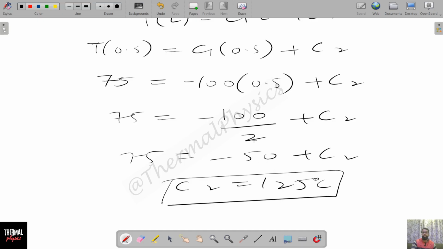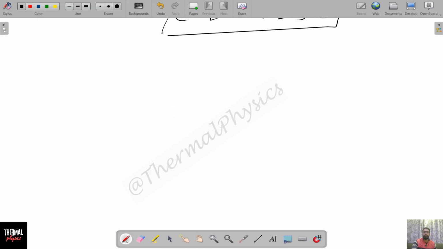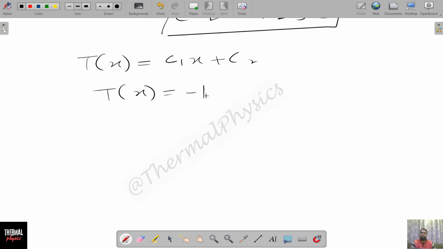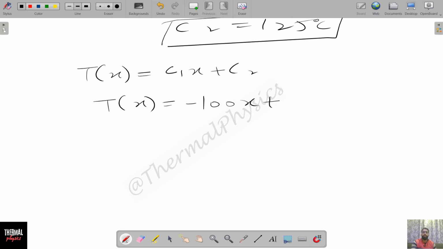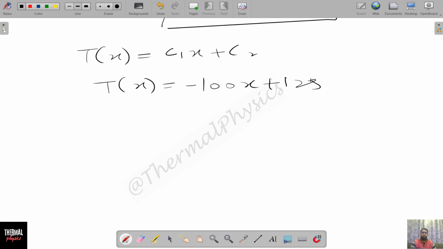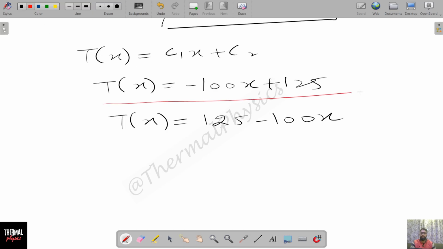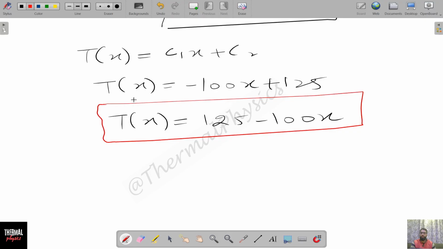degrees Celsius. So our complete analytical solution for this will be T of X equals C1 of X plus C2. So T of X equals C1, we got minus 100X, plus C2, we got 125. So let's rearrange this. We get 125 minus 100 times X. This is our analytical solution. This is the temperature distribution that we got.